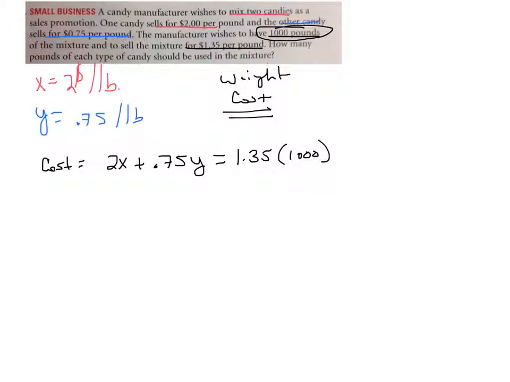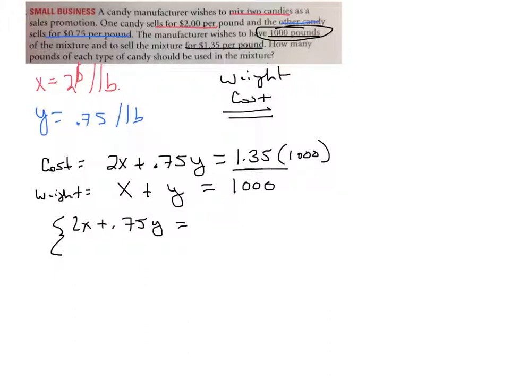So that's our cost equation, and now what we need to do is come up with a weight equation. Whatever the weight is for candy X plus whatever the weight is for candy Y needs to total 1,000 pounds. Now with this system the way it's set up, we have our linear system. So just to use the notation, I'm going to go ahead and multiply these, which is 1350.